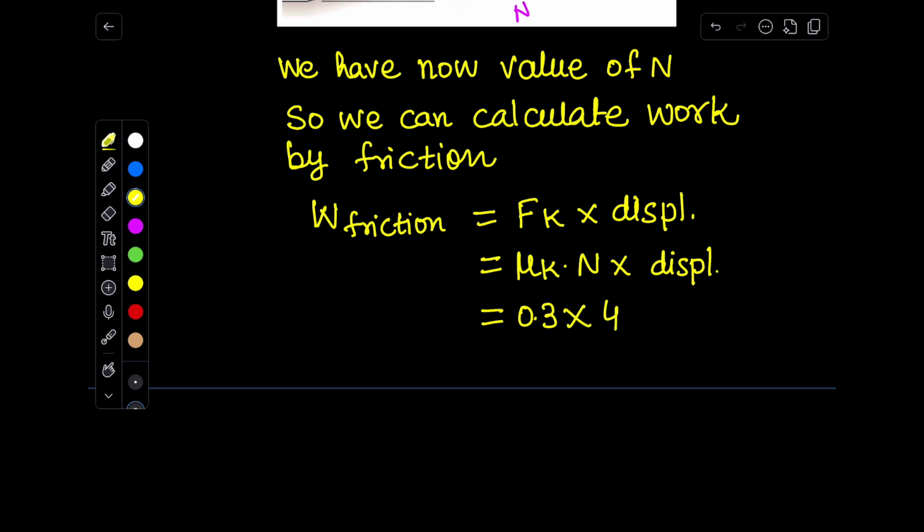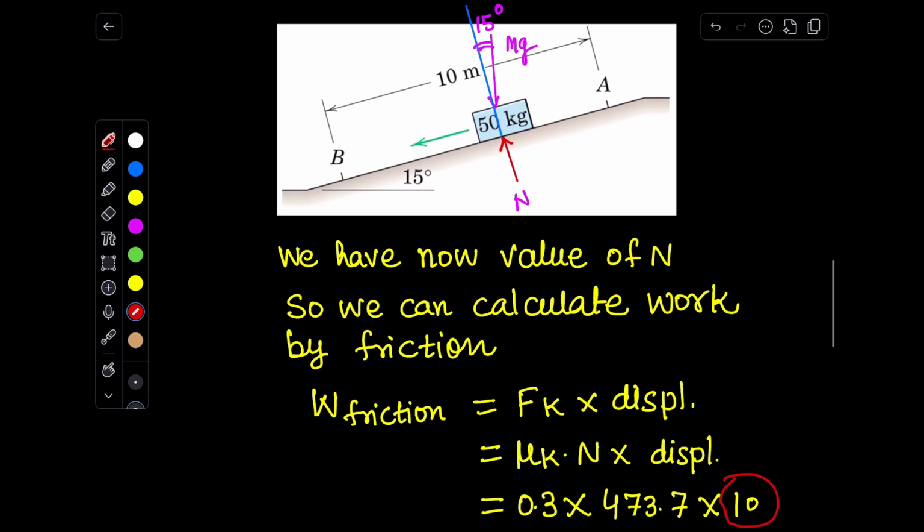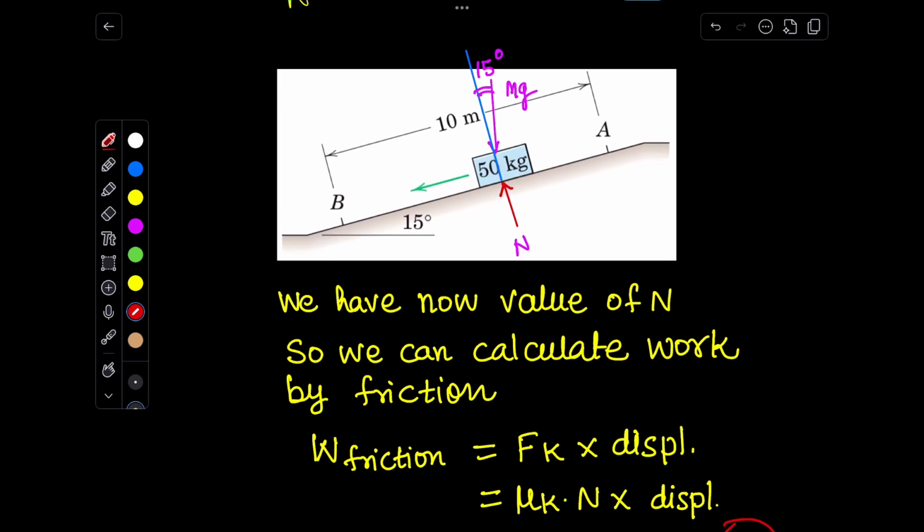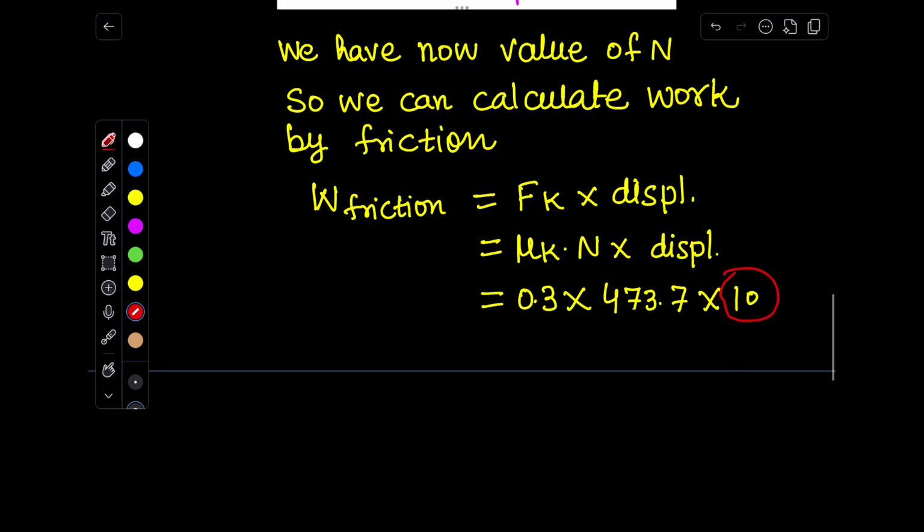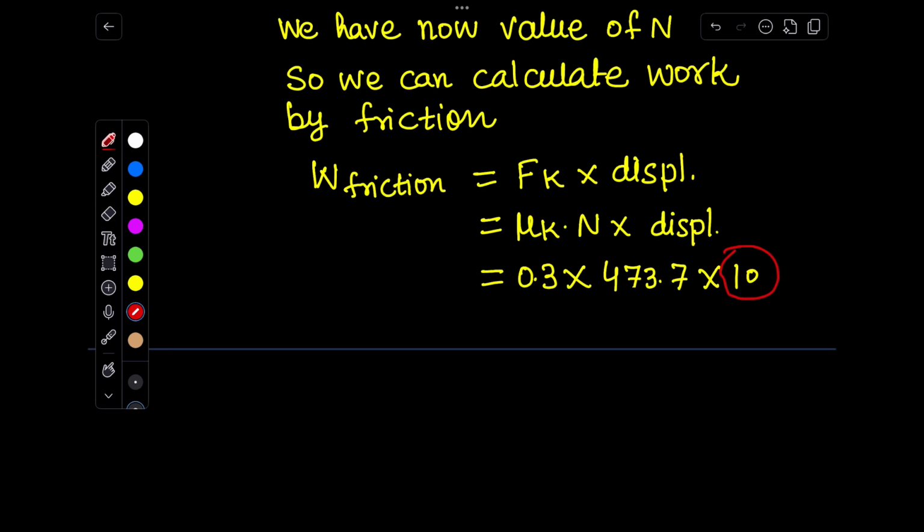So 0.3 multiplied by 473.7 multiplied by 10 meter. This 10 is important. As I said, it should be always the absolute length of the motion. If it is a curvilinear, you have to calculate the curvilinear path.